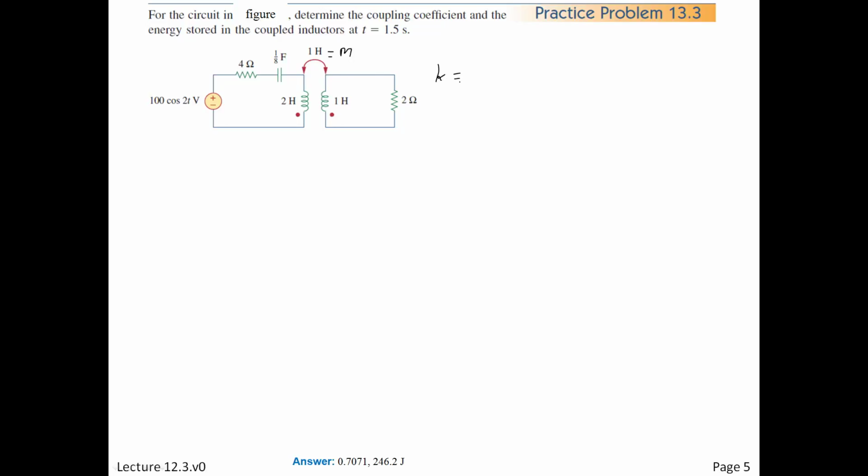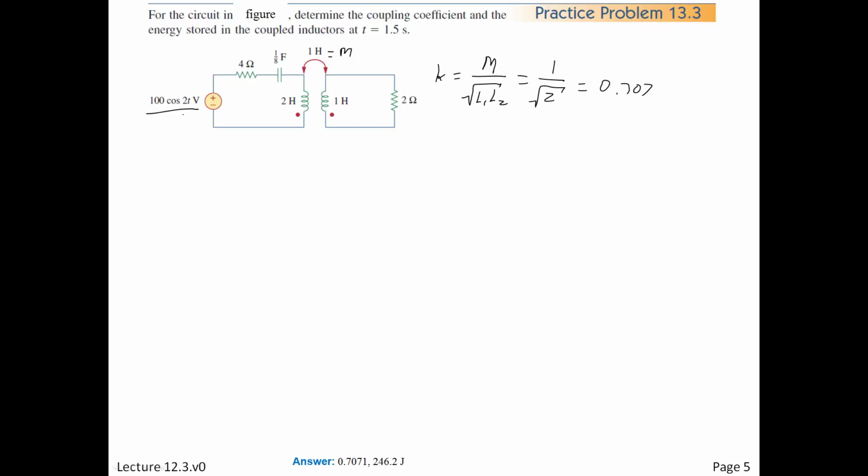Our K is the mutual over the square root of L1 L2. So filling in the numbers, it's 1 over the square root of 2, which is 0.707. Now it wants to know, at time 1.5 seconds, how much energy is stored in the coupled pair, and we're using this for a source. So what do we got?